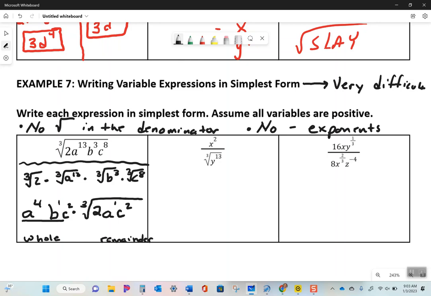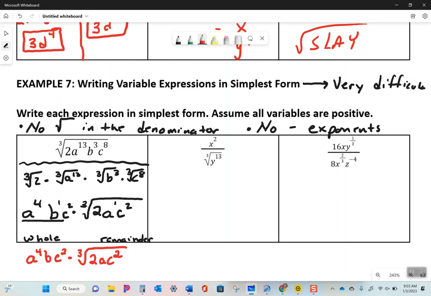Okay, your solution in the end of this, my friends, is the following. A to the 4th, b to the 1st, c to the 2nd. What still remained as a root there, friends? Cube root of 2ac squared there, okay?